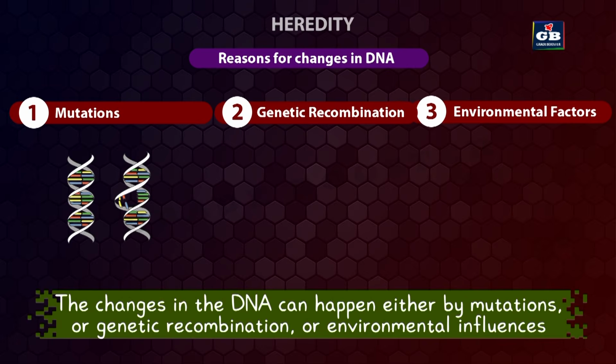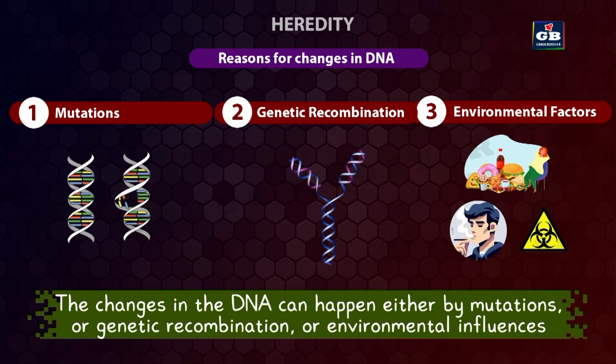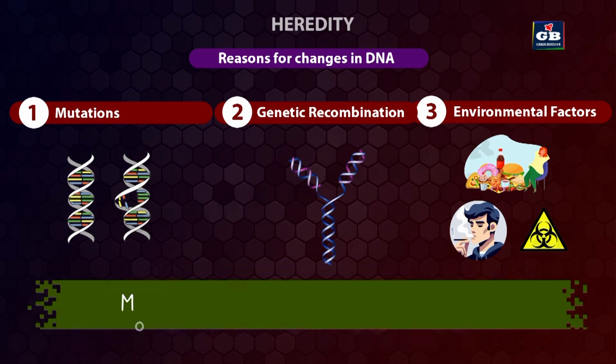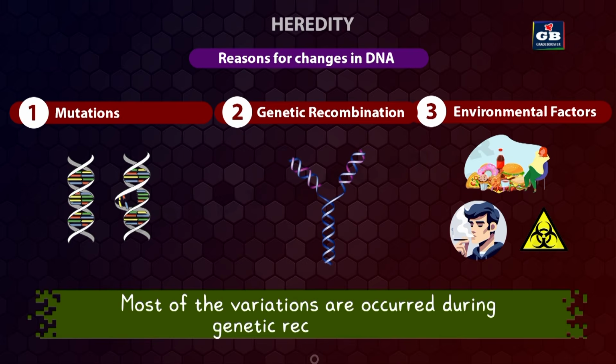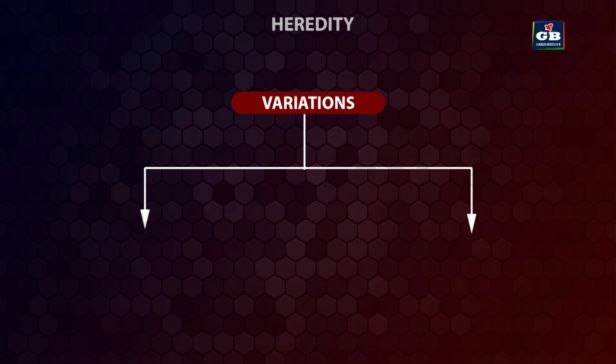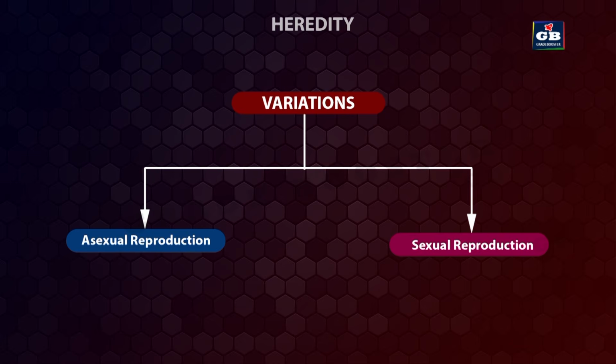Mutation means a sudden change in the DNA. Gene combination means combination of genes from two different organisms. Environmental influences means the influence of certain non-living factors. Among these three, most of the variations occur during genetic recombination. Variations can be observed in both types of reproduction, asexual reproduction as well as sexual reproduction.